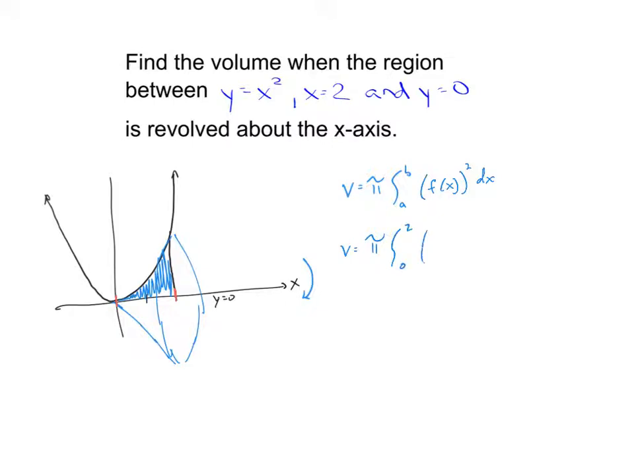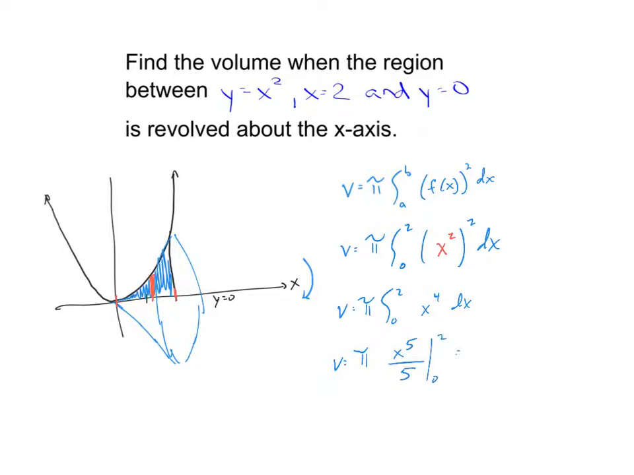And the function that I'm integrating, the height of my rectangle in that region, is determined by the y equals x squared graph. So x squared, but then there's the squared in the formula, dx. All right, so we'll simplify this integral first, 0 to 2. X squared squared is x to the fourth, dx. And then when I take my antiderivative, pi times x to the fifth over 5, and that gets evaluated from 0 to 2.